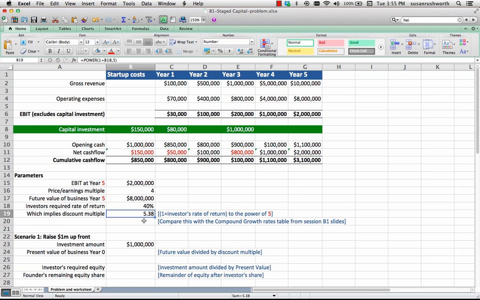So we've worked out the discount. I've called it a multiple, you could call it a discount factor. Basically what it's saying is for every dollar the investor puts in, he expects to get $5.38 back at the end of year 5, or he expects his investment to be worth 5.38 times more than it was when he originally invested, whether he decides to sell or not.